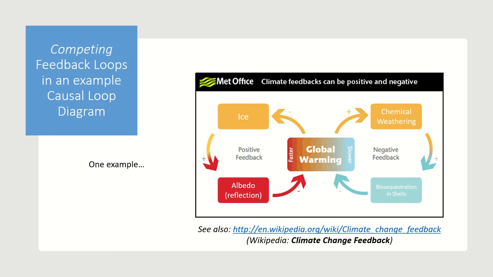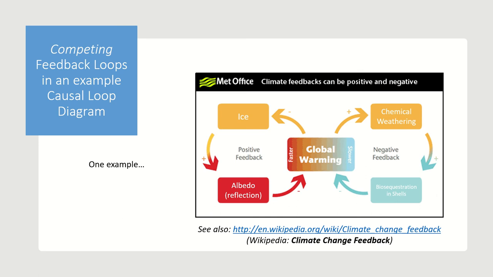So the example that I had here was ice and albedo. So with more global warming, you get less ice. If you had more ice, you'd get more albedo. And if you add more albedo, you get less global warming. And since there are two minuses, that was my positive feedback. So that was one way I did ice. On my side, instead of sequestering carbon in trees, I thought about sequestering carbon in shells.